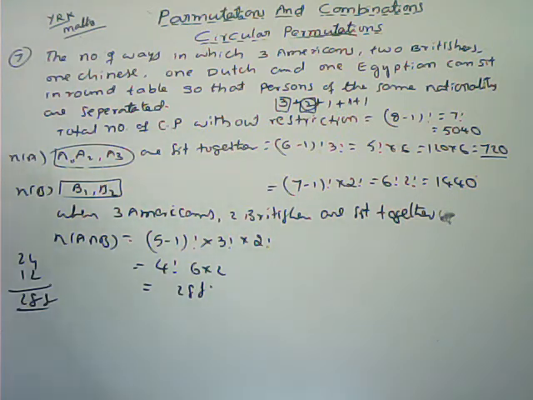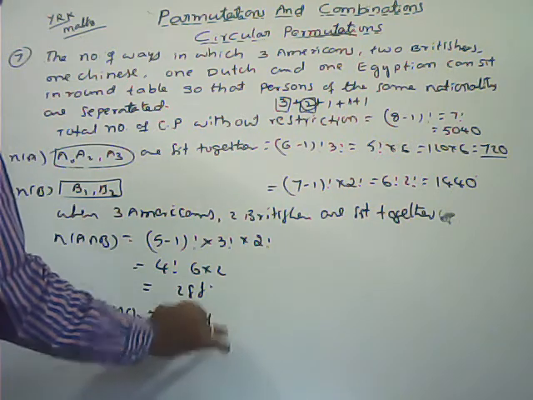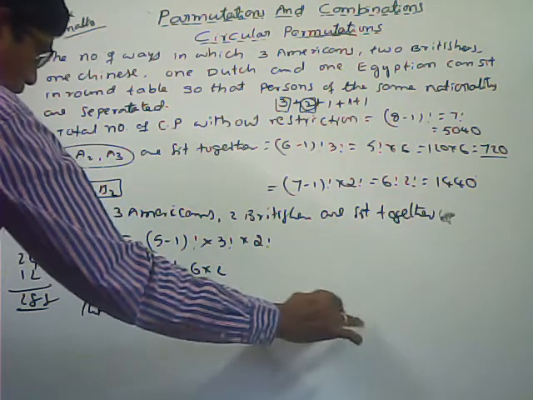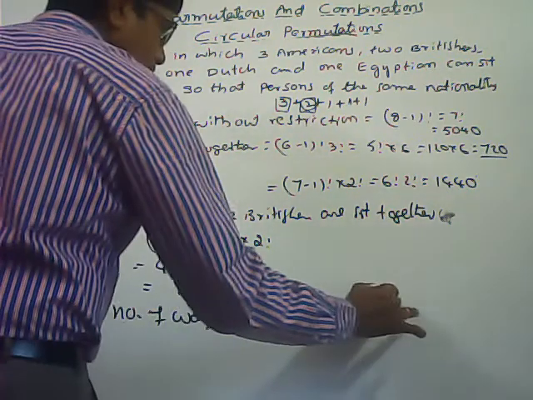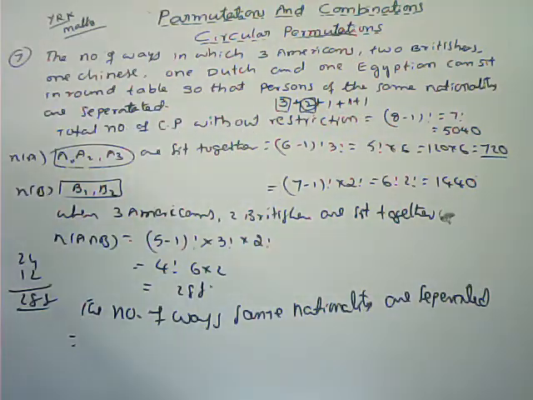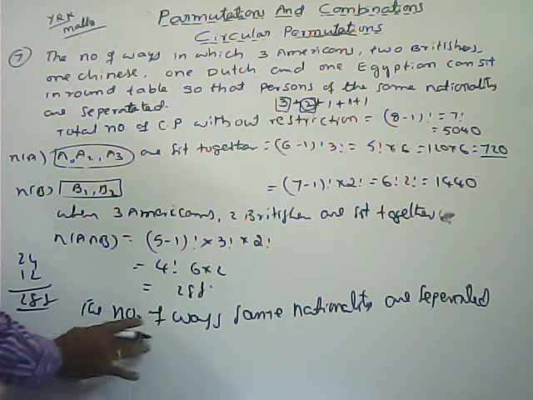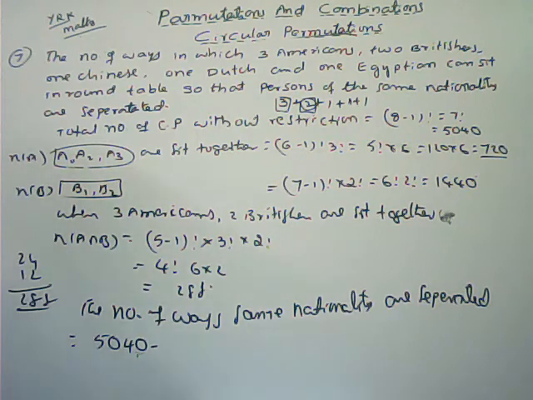Now, here what to find? The number of ways same nationality are separated. That is equal to the total number of ways minus the number of ways same nationality sit together. 5040 I got. N of A.